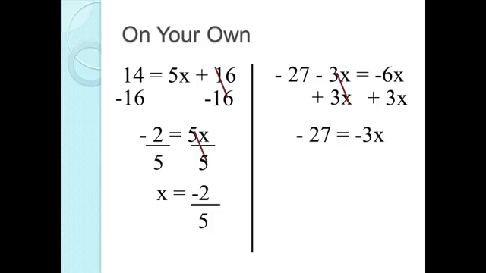We can solve the equation by dividing by negative 3 on both sides. The negative 3's will cancel, and negative 27 divided by negative 3 gives us a final answer of positive 9.